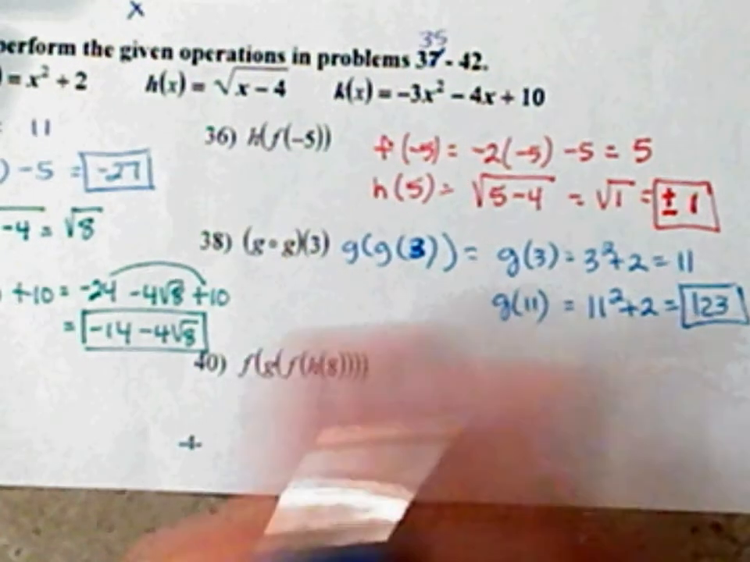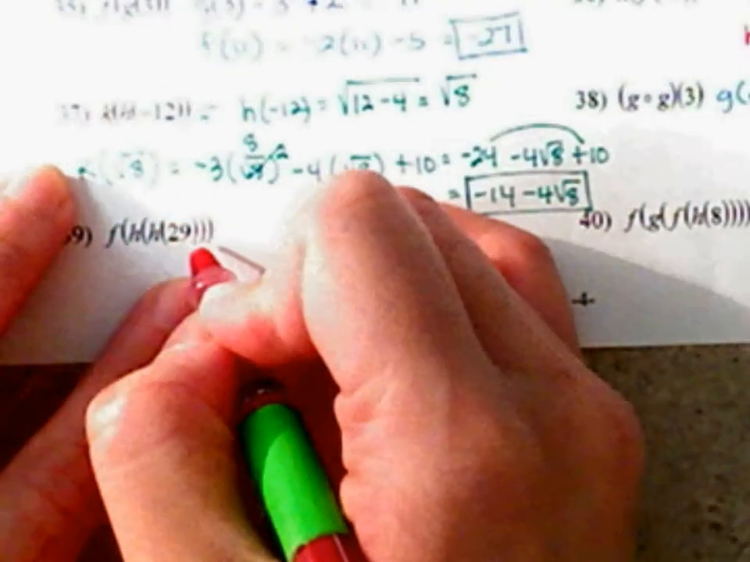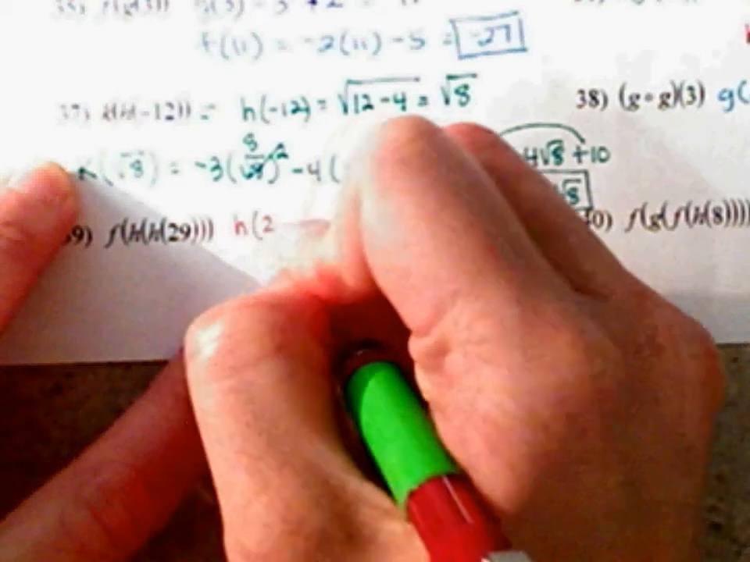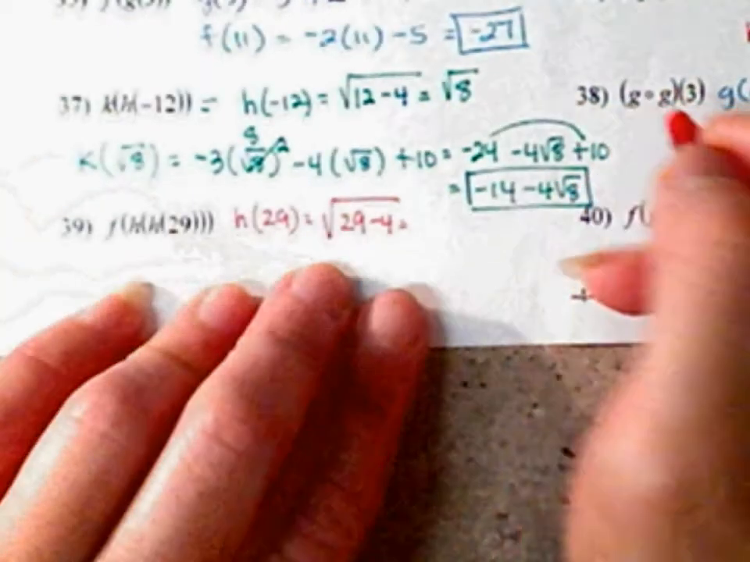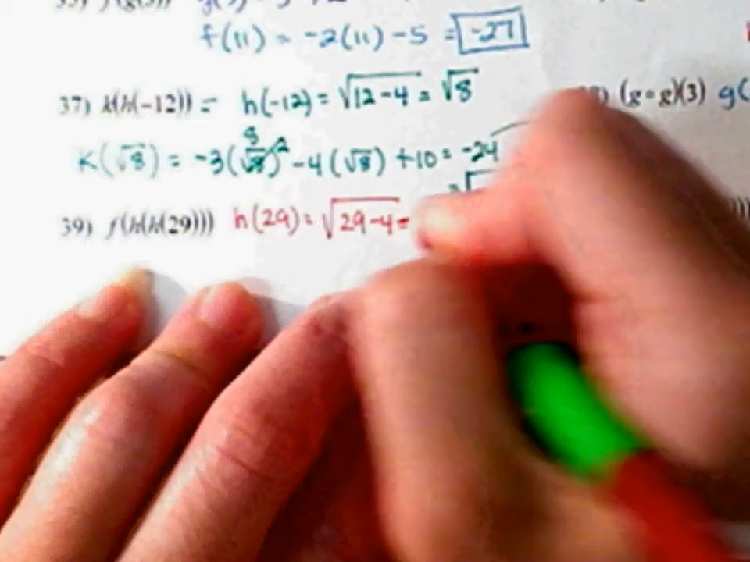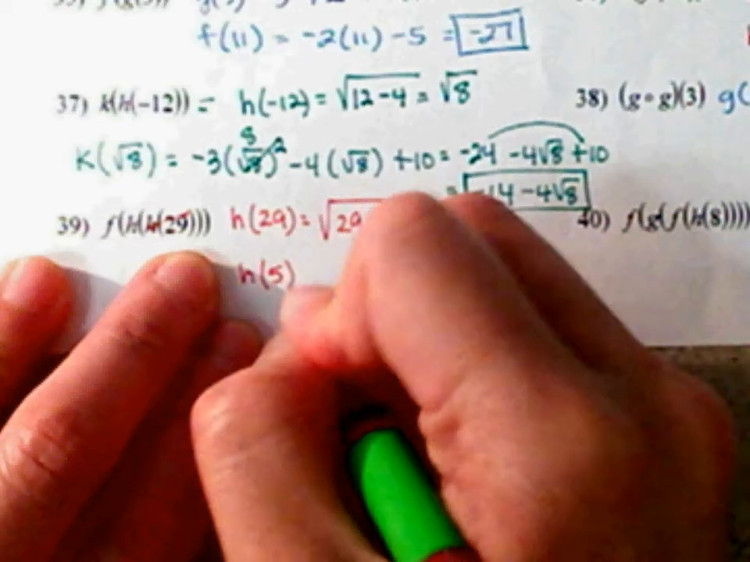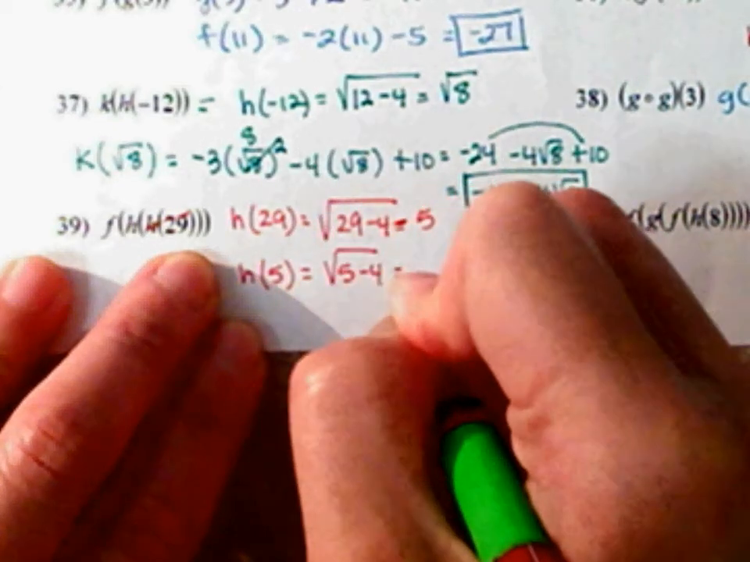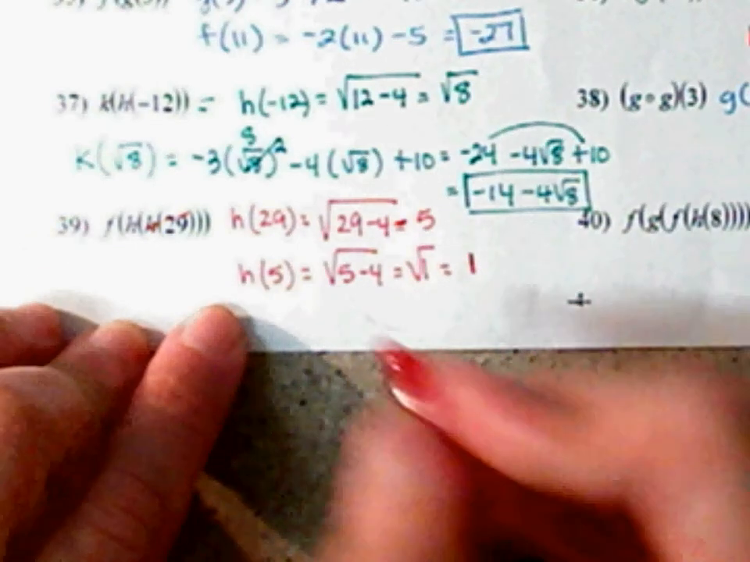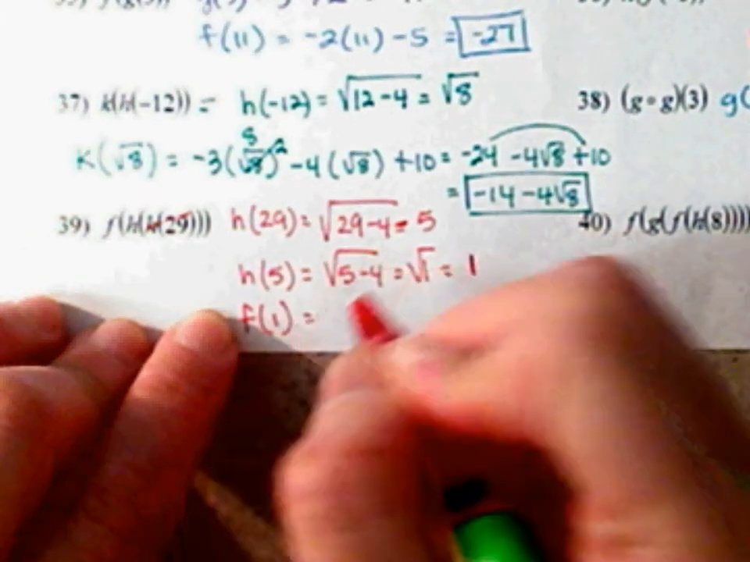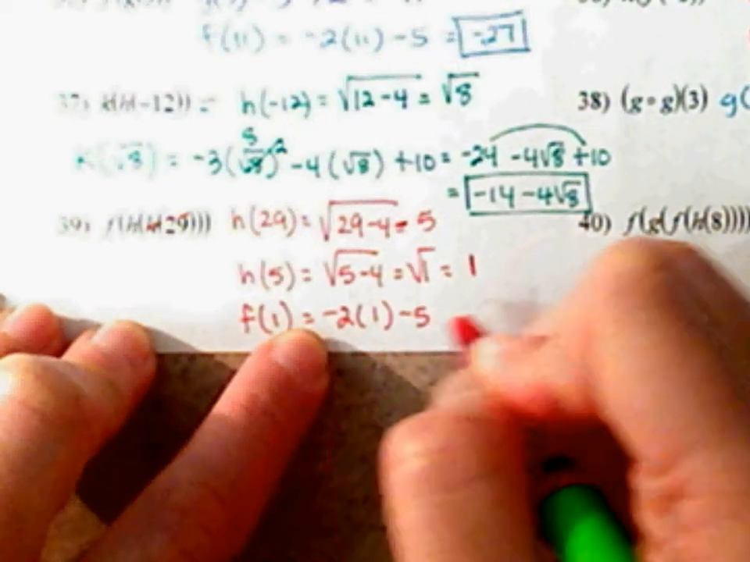Number 39, inside out, guys. H of 29. So, square root of 29 minus 4 gives you 25. Square root of 25 is just 5. So that was your first. And now the other h is now a 5. 5 minus 4 is 1. Square root of 1 is just 1. Okay? Now we're going to do f, with it being 1. F of 1. So negative 2 times 1 minus 5. Negative 2 minus 5 is negative 7.